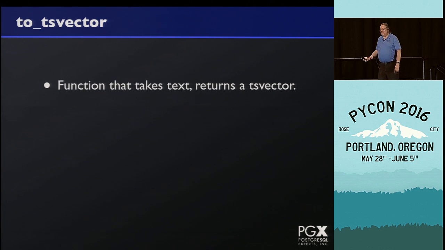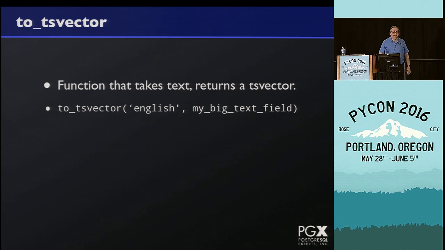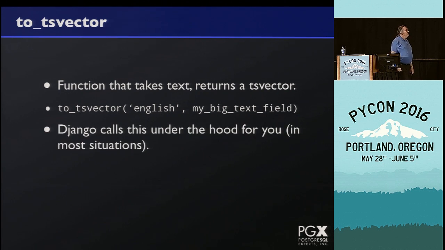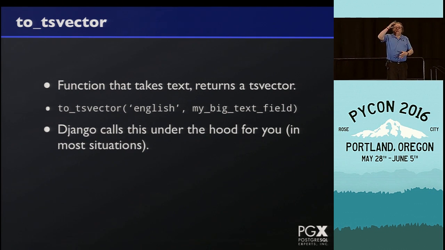There's a function in Postgres called toTsVector that you drop the text into and a TS vector flies out. And it looks kind of like that: my big text field, English. Django calls this under the hood for you in most situations in the new stuff, which is really nice, so you don't have to sit down and write a big PL/pgSQL function or something like that.